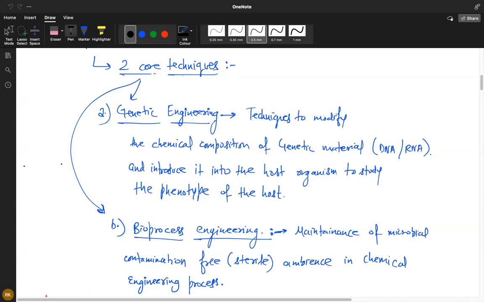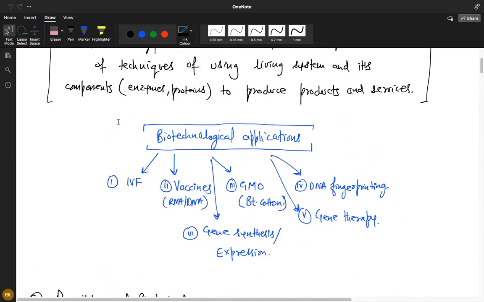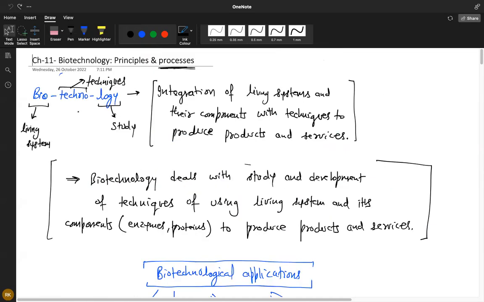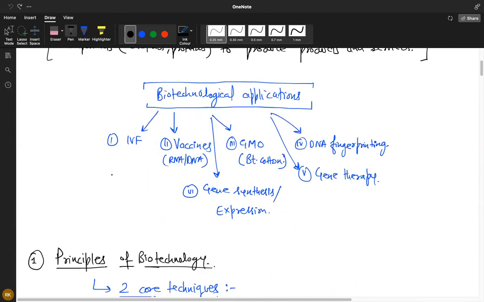Yeah, right. So mostly, either we engineer the DNA, like we do changes to the DNA itself, right? If we are doing that, we call it genetic engineering. But there can be cases where we are not tweaking the DNA, but it is still a biotechnological application, like the one you see here, IVF, right? What is IVF?